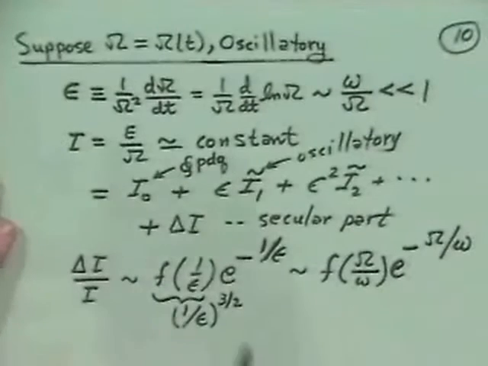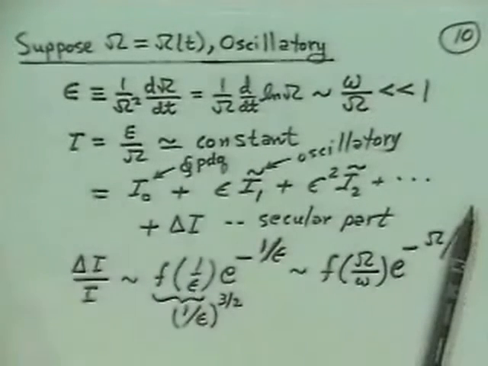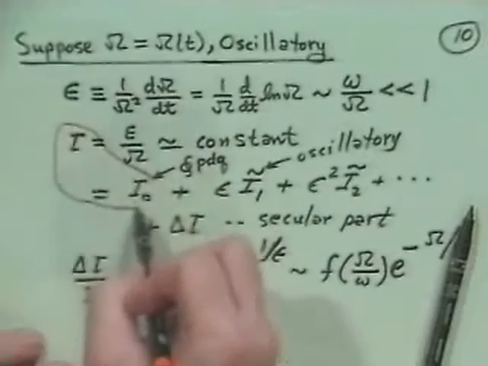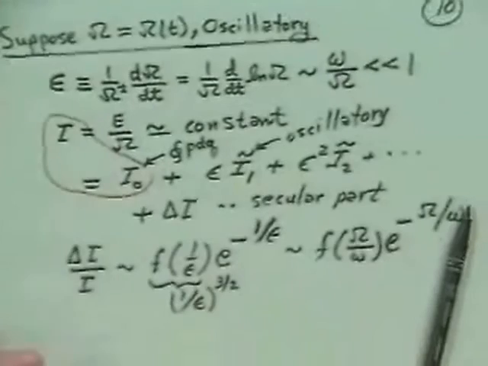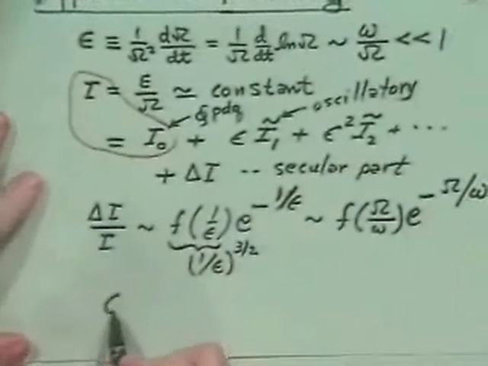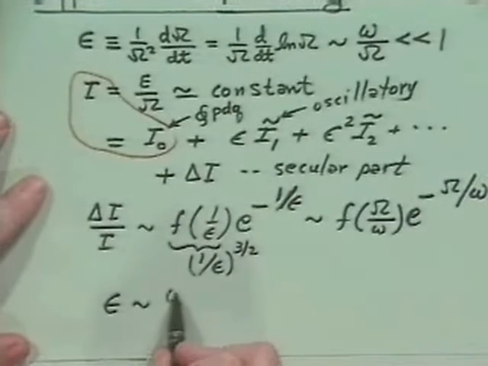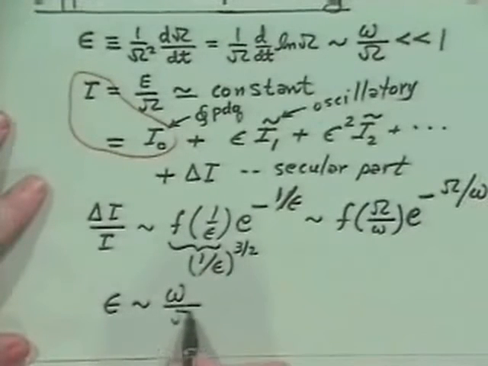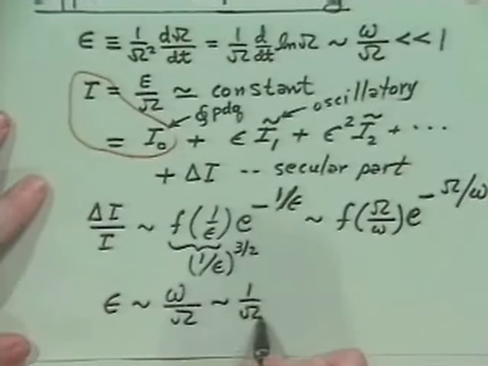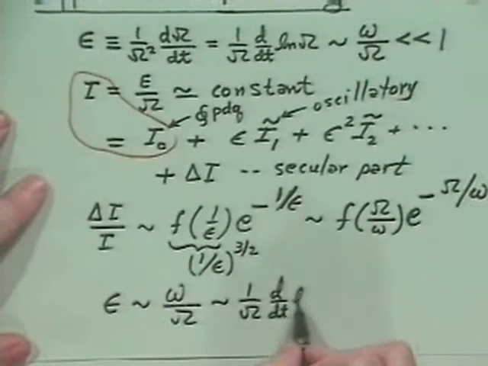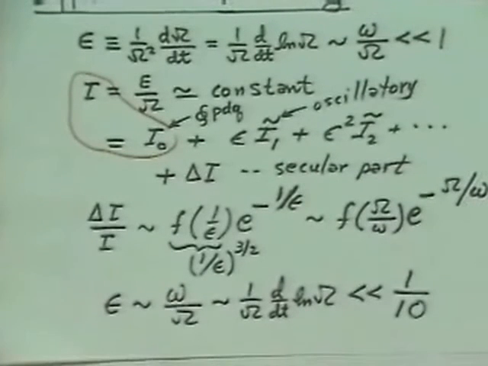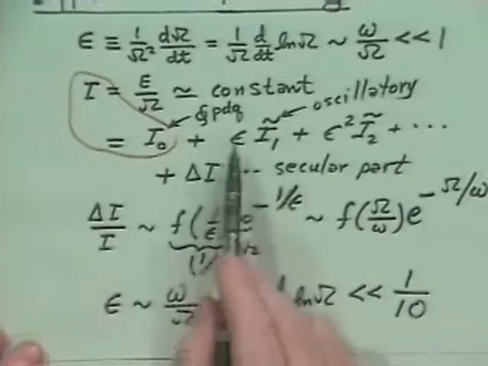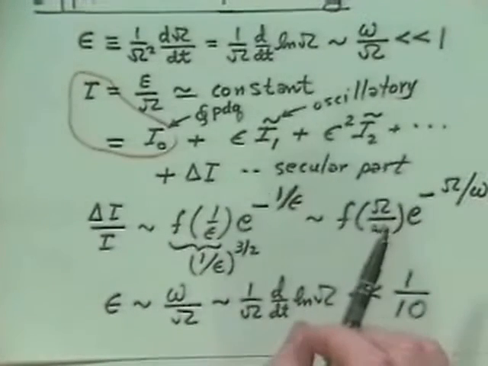Well, the object of the game here is that we calculated this p dq and we'd like to claim that's all I need to care about, and I don't need all the rest of this stuff. In order for that to be the case, this epsilon, which is the rate of change of the frequency, which I'll write here as 1 over omega d by dt log omega, needs to be typically smaller than about a tenth. If that condition holds, then it turns out that this secular part and all these oscillatory parts are small.